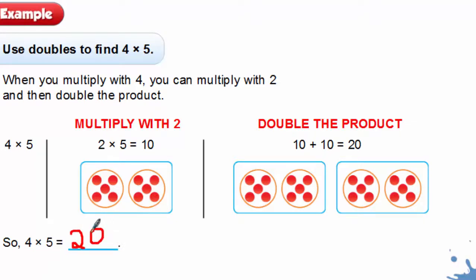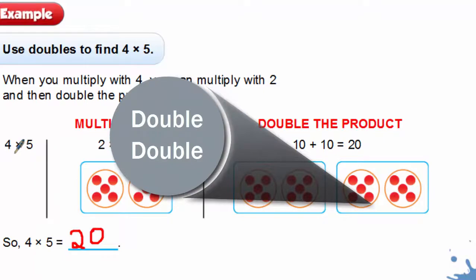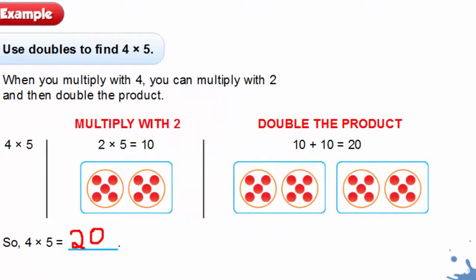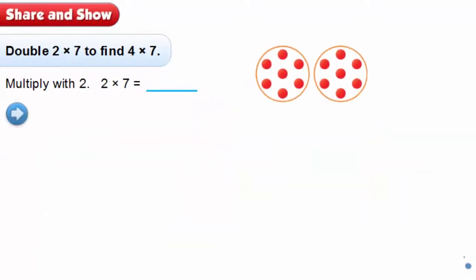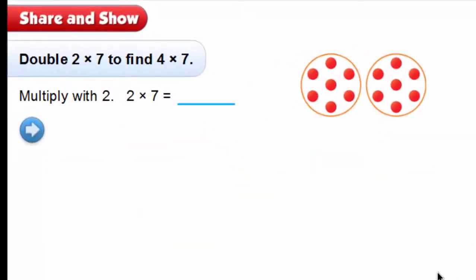We call this the double-double. When you multiply by 4, you can use the double-double method. Let's try some more. All right, let's double 2 times 7 to find 4 times 7. So 4 times 7 is our actual problem, but we're going to use 2 times 7 first. What is 2 times 7, everybody? Good, 14.